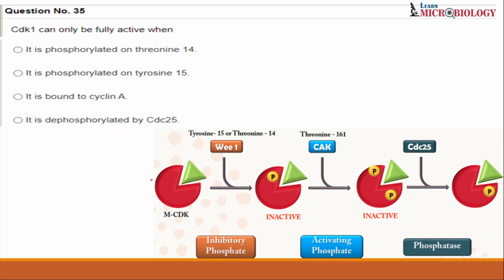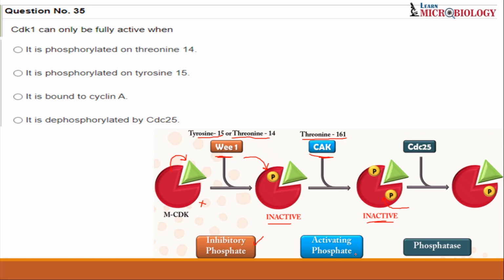Let us first understand the CDK molecule. CDK1 binds to cyclin A, that is correct. But when the CDK and cyclin bind to each other, the molecule doesn't become active, because there is one more protein called Wee1 which will add a phosphate at tyrosine 15 or threonine 14, and this phosphate is known as the inhibitory phosphate. It will inactivate your complex. Then you have one more enzyme called CAK, or CDK activating kinase, which will add a phosphate to your CDK at the 161 position of threonine. This phosphate is an activating phosphate.